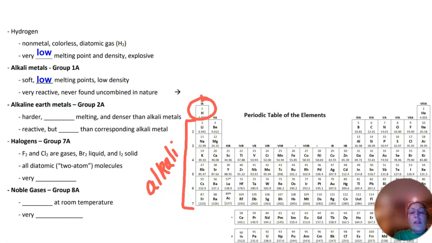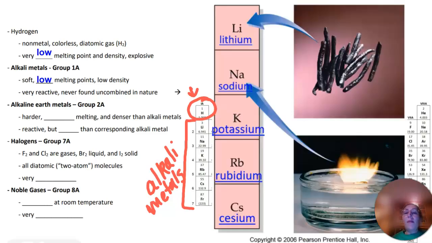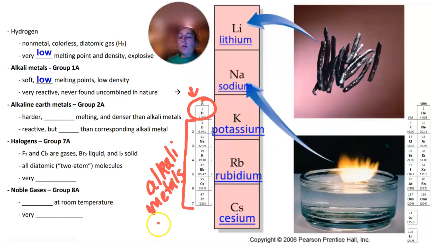Okay, so we've got hydrogen here, and then we've got alkali metals coming next. Those are low melting point metals. They have relatively low densities. These are very reactive. They're never found uncombined in their elemental state out there in nature, right? If we want some sodium, it's really lab produced because they're not found that way in nature. So these alkali metals are things like lithium, sodium, potassium, rubidium, and cesium.